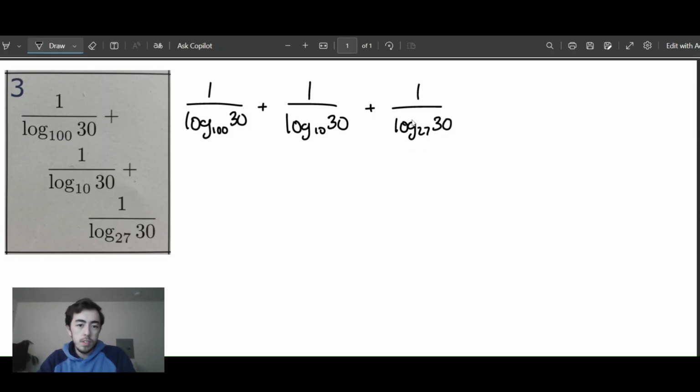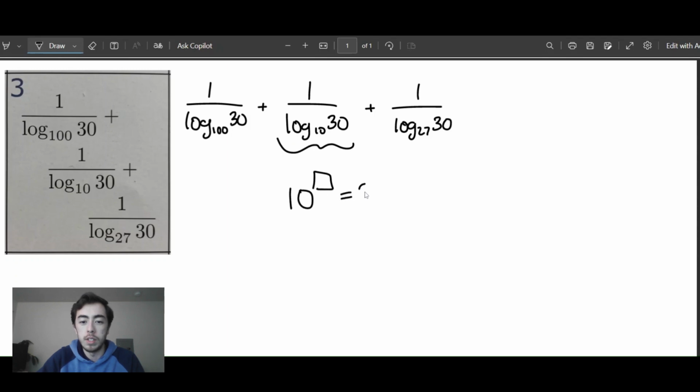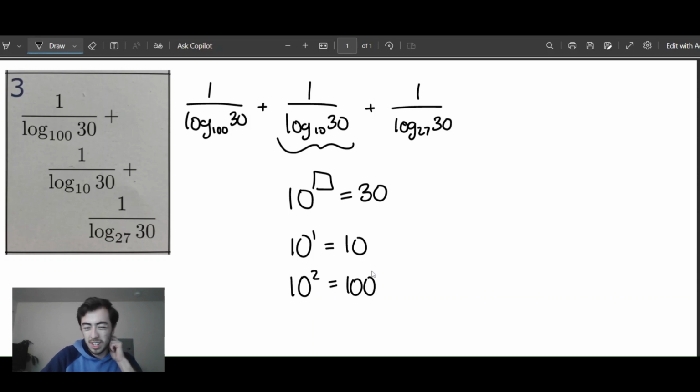Okay. And as is, this seems like a pretty tough problem, honestly. So just going over the meaning of what a logarithm is, let's take a look at this middle one. This is asking 10 to what power gets me to 30. Well, I know 10 to the power of 1 is 10, and 10 squared is 100. And so 10 to the power of, well, it's going to be somewhere between 1 and 2, maybe like a 1.5. Now, I have no clue what this number is. I know it's between 1 and 2.